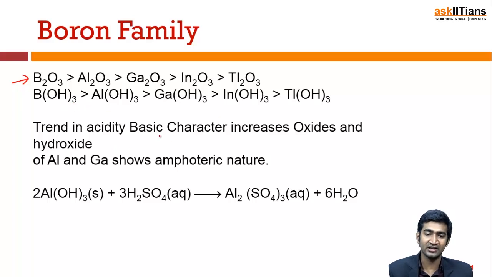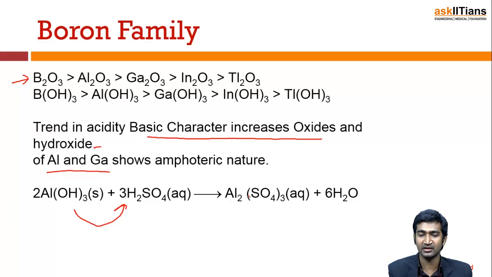So the basic character increases in the oxides and hydroxides down the group. The oxides and hydroxides of aluminium and gallium show amphoteric nature. You can see here I have Al(OH)3, and I am reacting this with an acid, so this is giving me a salt. Even your Al2O3 may behave like a base, and sometimes it may behave with acidic nature also.